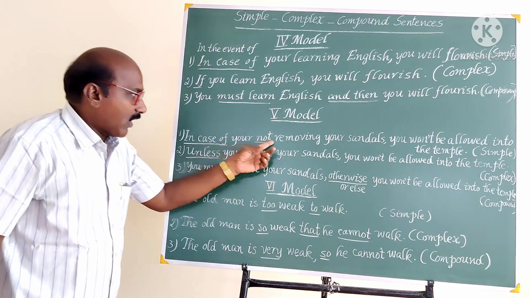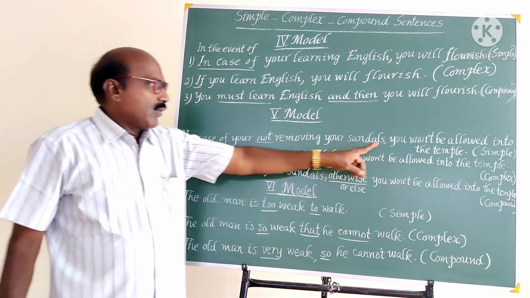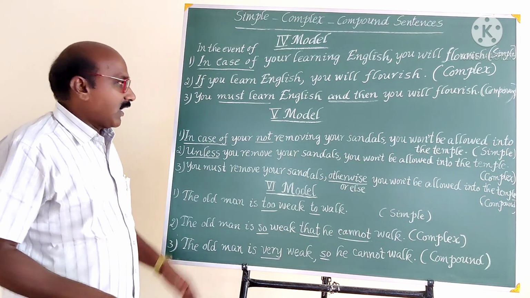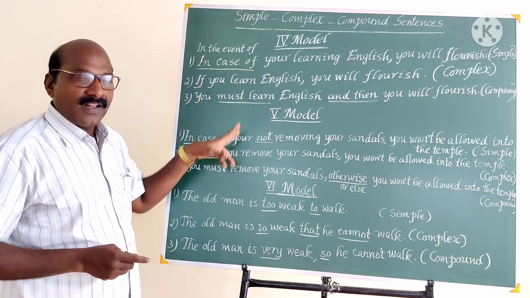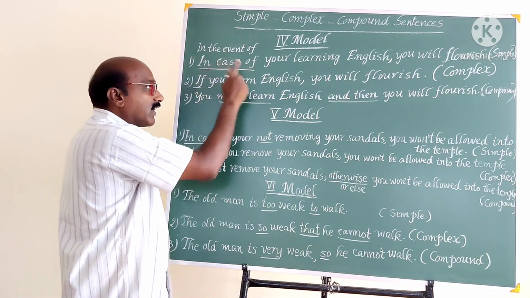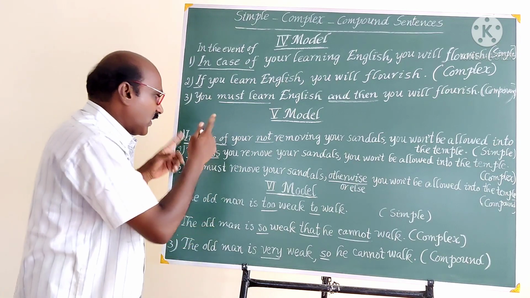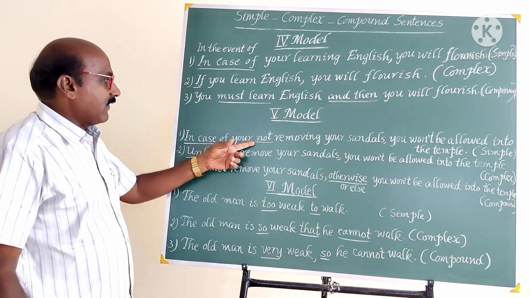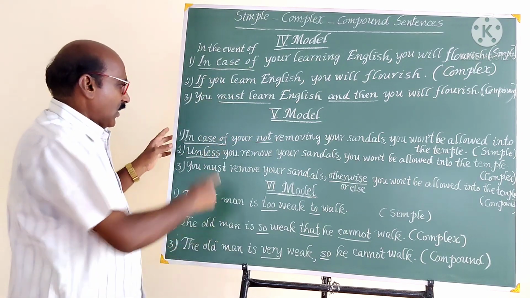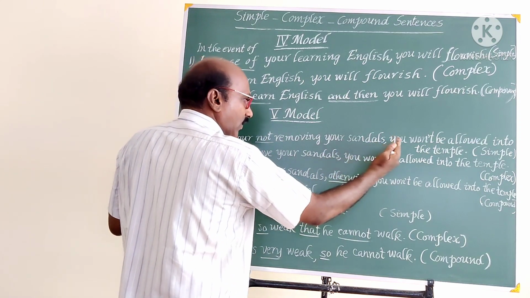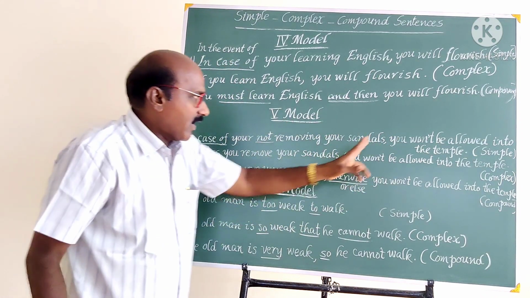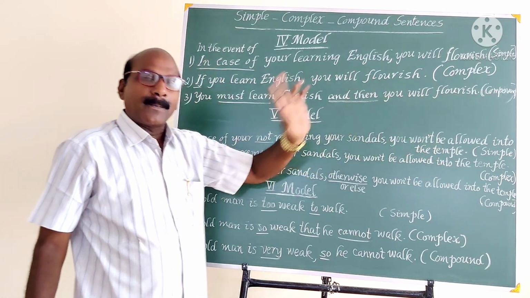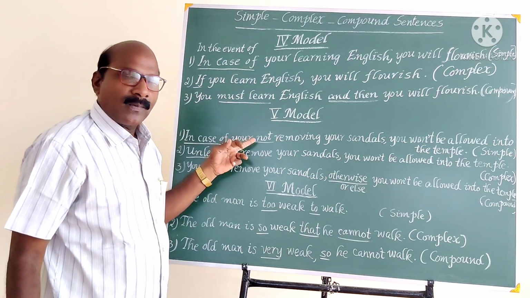Next, passing on to the fifth model. In case of your not removing your sandals, you won't be allowed into the temple. It is the simple sentence. And the slightest difference between this model and the previous one is, here you find in case of you are not doing something, it is given negatively, and there it is given positively. In case of you are not removing your sandals, all this is a phrase and this is the only main clause. It indicates the finite verb and it is a simple sentence because it has only one main clause.